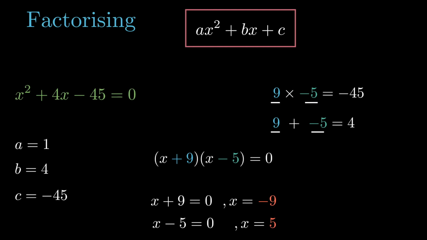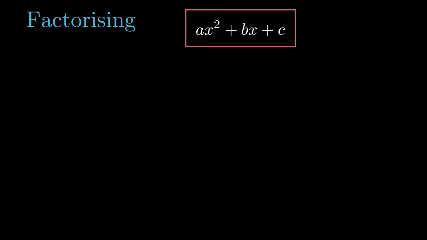So we can check if the solution works by plugging minus 9 or 5 back into the original equation. So if we do minus 9 squared plus 4 times minus 9 minus 45, we get 81 minus 36 minus 45, and that does equal 0. So we know that solution is correct. If we also plug in 5, we'll get the same answer, equal to 0. So that's the first example done, and we'll move on to the second example now.